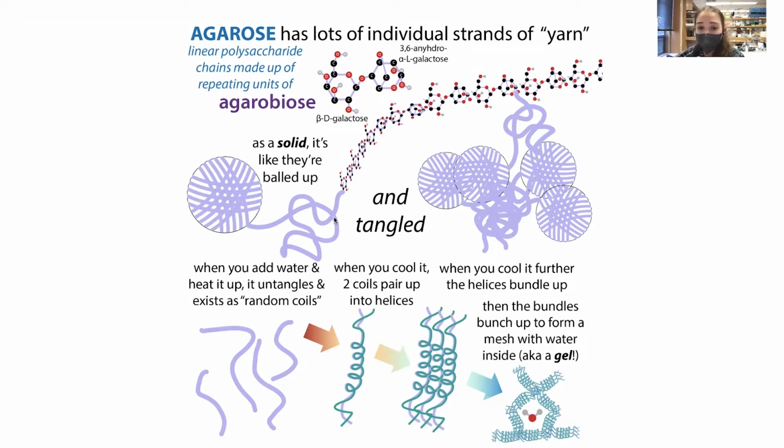Instead, they're just attractions between the different molecules. In order to break these up, we're going to have to add heat. When you add heat to something, you're adding energy. You're allowing them to vibrate more and to break apart from one another to overcome those attractions. So this is going to allow us to untangle our coils, and then they're going to exist as random coils.